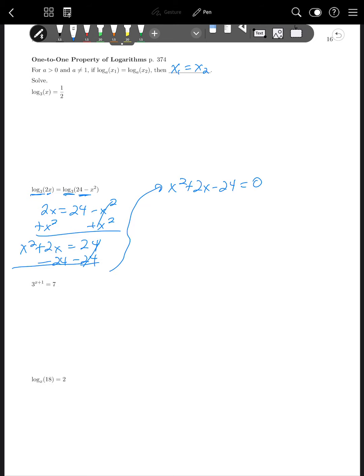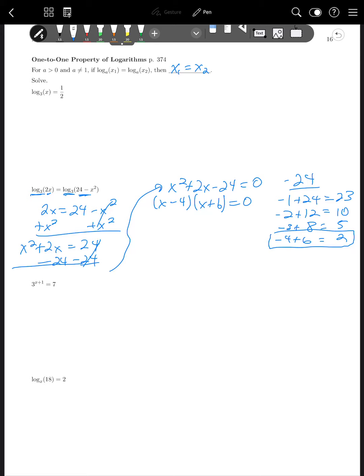If we look at the numbers that multiply to get negative 24, we get negative 1 plus 24, negative 2 plus 12, negative 3 plus 8, negative 4 plus 6. So that's 23, 10, 5, and 2. The one that works is this last one. So this factors as x minus 4 times x plus 6. Set them both equal to 0 and solve.